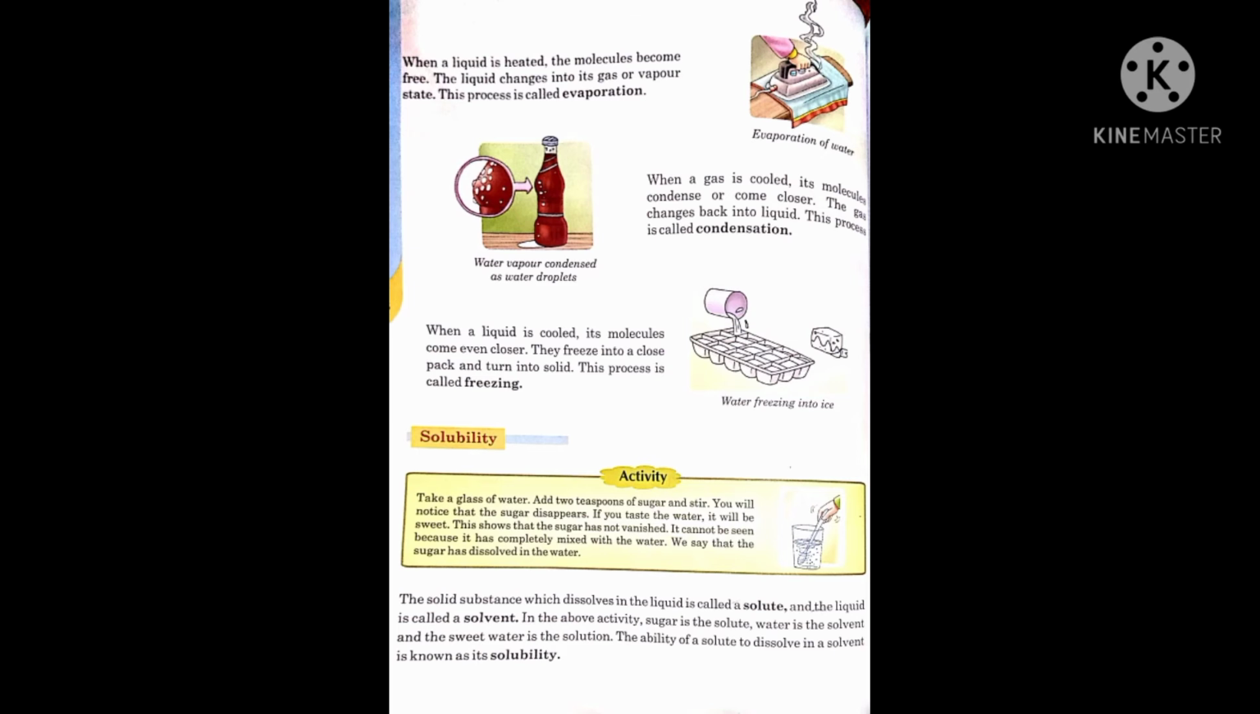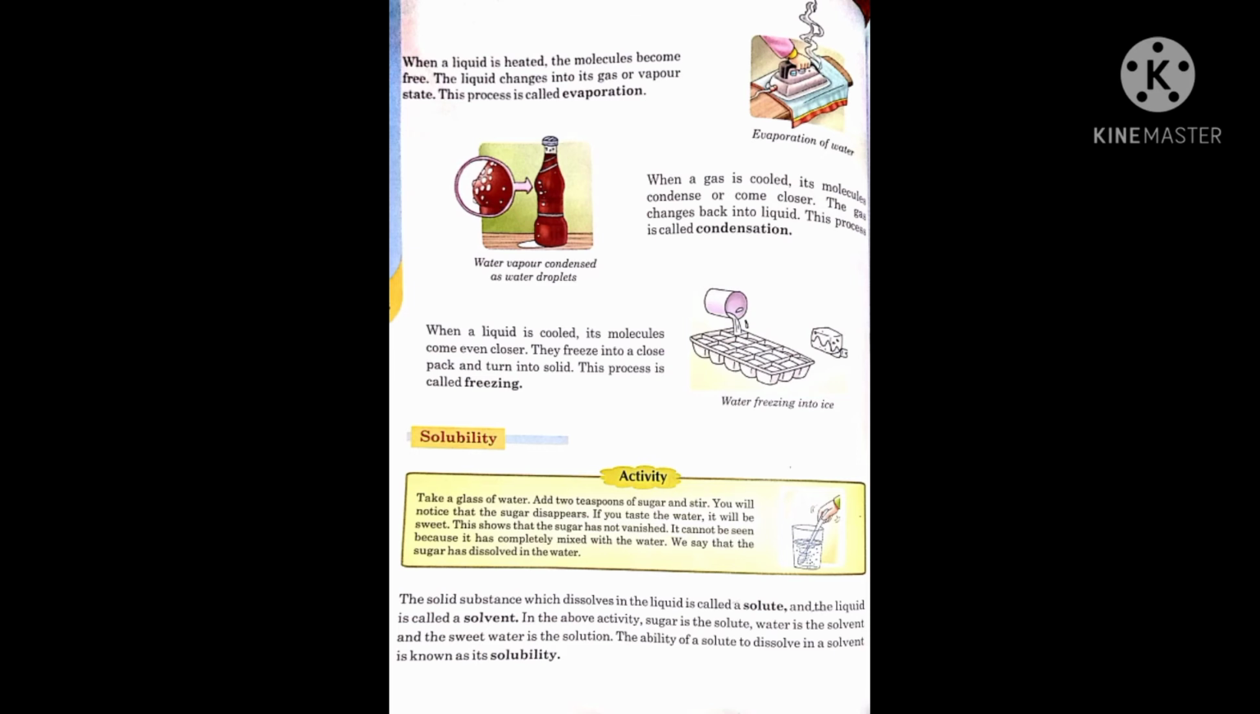For example, when water starts boiling, hold a cold steel plate over a pot of boiling water. You will see water droplets collecting on the plate. Water vapor has changed back into water on cooling. So this process is known as condensation.